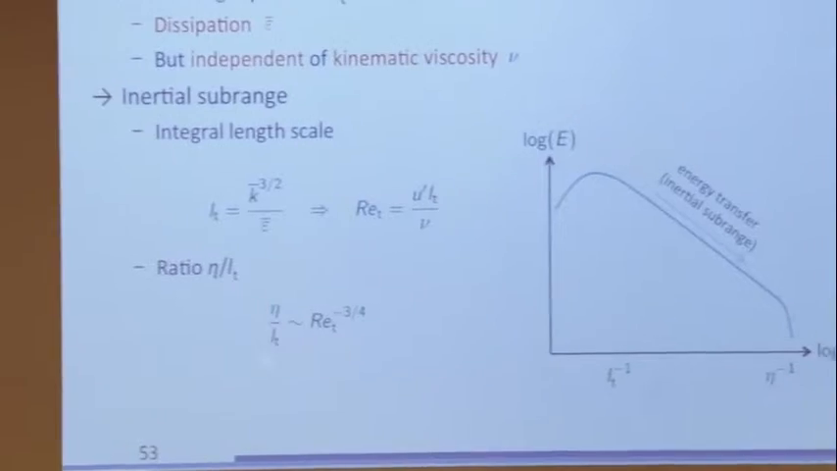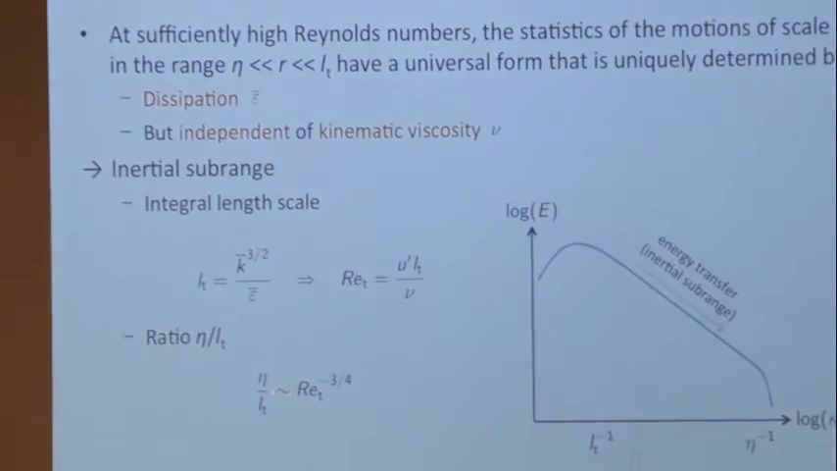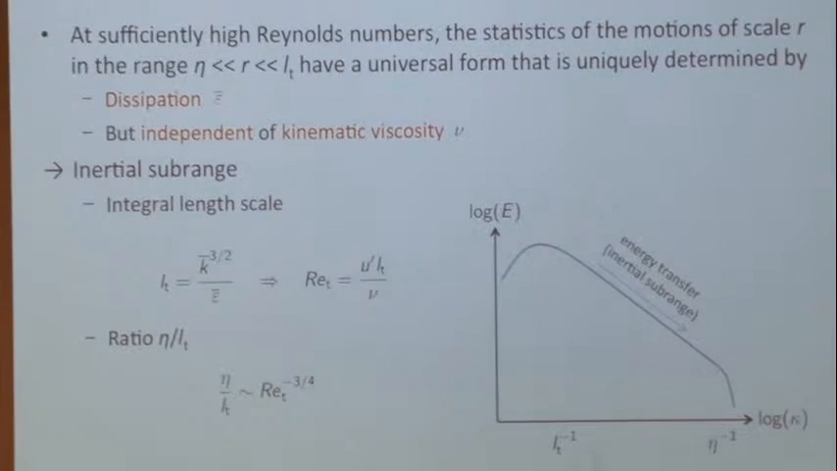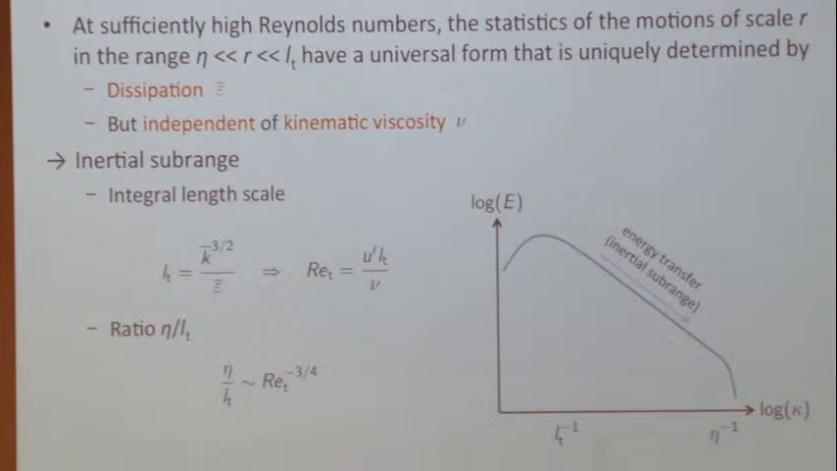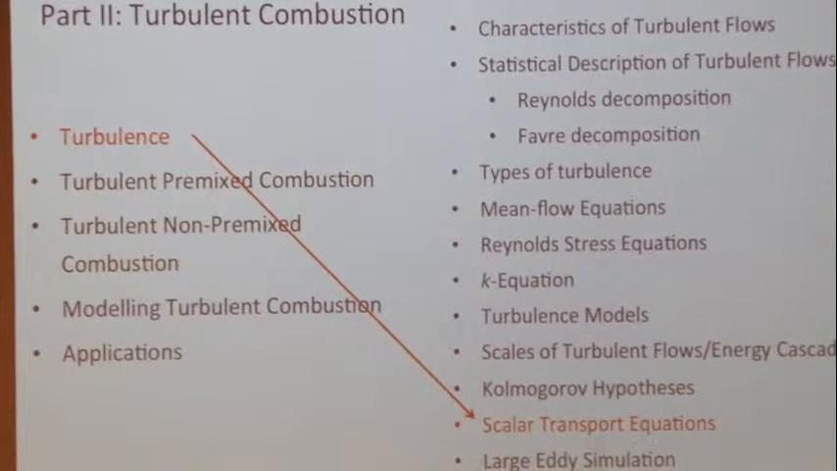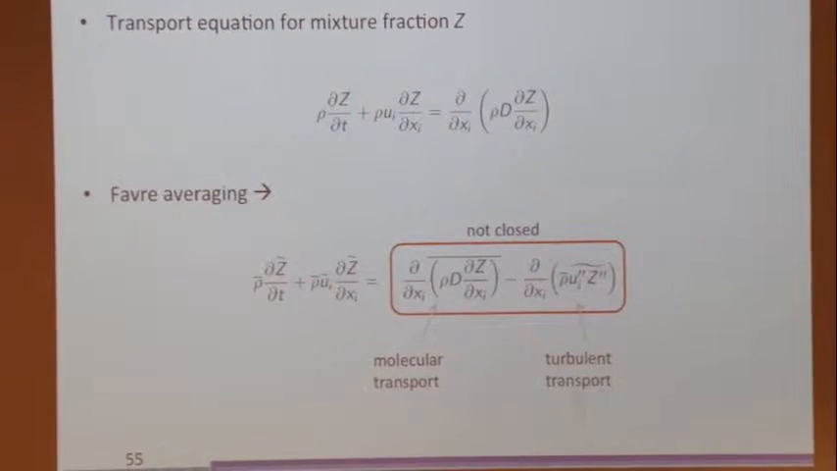And if you use this scaling, then you can find that the ratio of the Kolmogorov scale, which is the smallest scale in turbulence, to the largest scale in turbulence is proportional to Reynolds number to the minus 3/4. Okay, that's important sometimes when we do simulation. So that's just a little bit about turbulence theory.